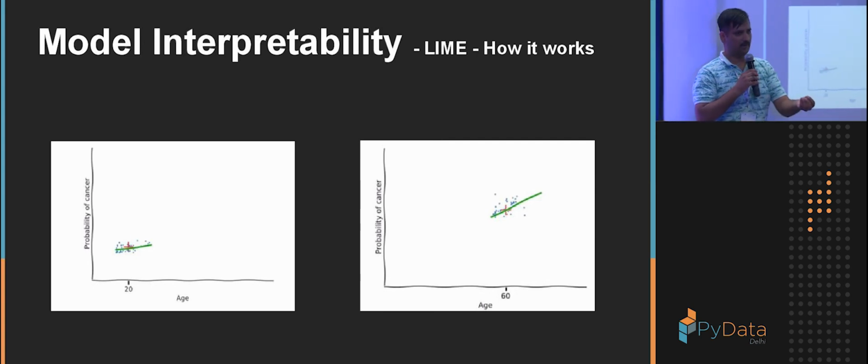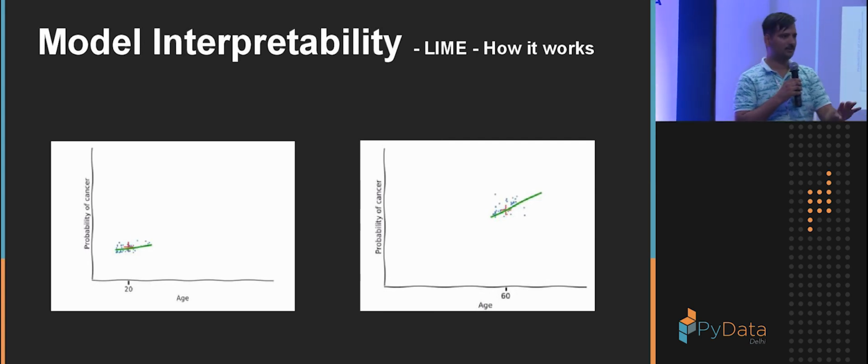line. Now, interpreting the theta naught and theta 1 values is simple, actually. They are simpler to understand. So, converting a complex model to a linear regression, actually. That's how LIME does it.